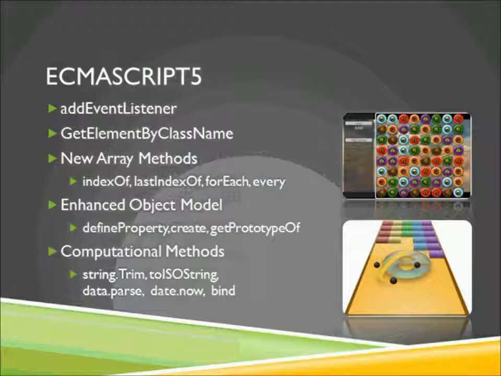including the ability to add an event listener, so you can listen for a specific event to fire and react accordingly. Get element by class name and not just by ID. There are a few new methods for working with arrays, and I'll show these off. There's an enhanced object model, because JavaScript is not an object-oriented language. This allows us to create an object and define properties of it, which is really powerful instead of just using prototypes. I'll show you a little bit of that.